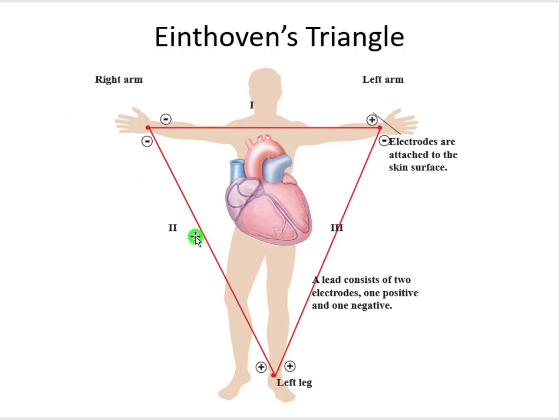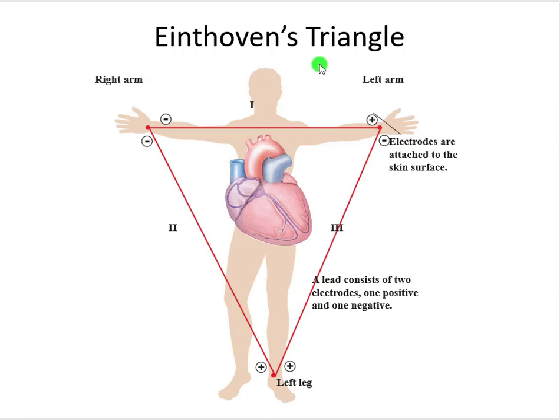But ultimately, what is it doing? If you look at this picture here, you'll see that here's got Roman numeral 1, Roman numeral 2, Roman numeral 3. And so this is 1, this is 2, this is 3. And what these are giving are 3 different views on electrical activity of the heart.